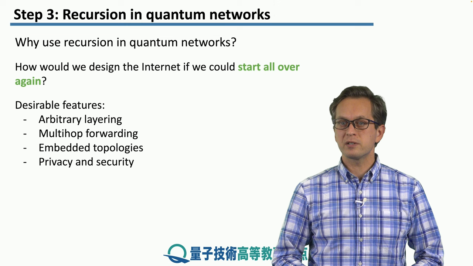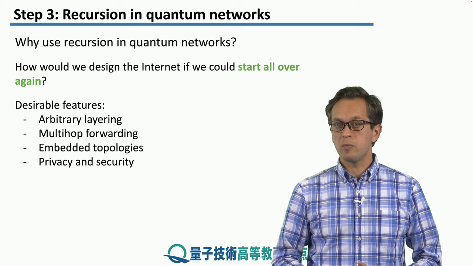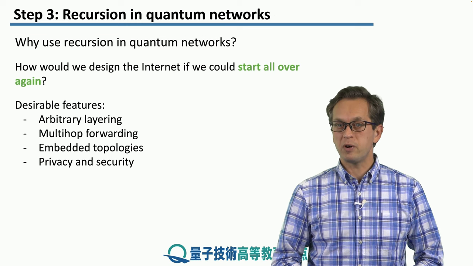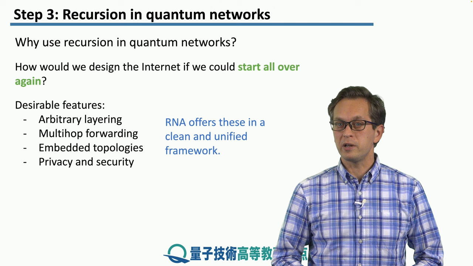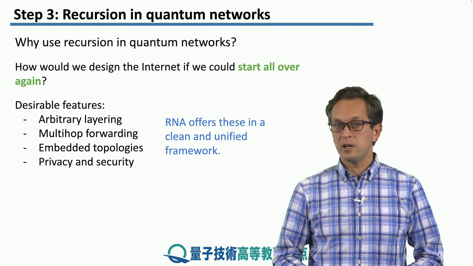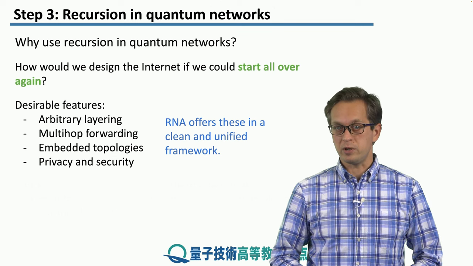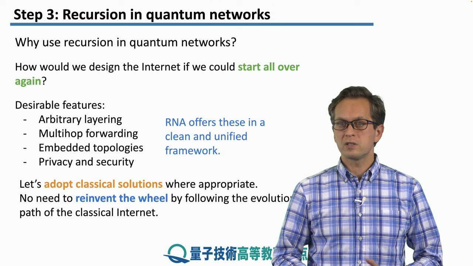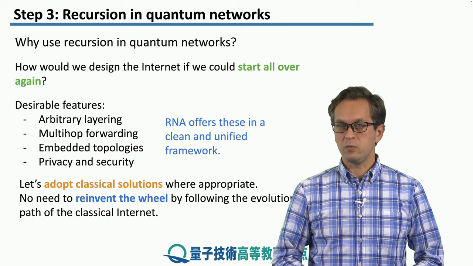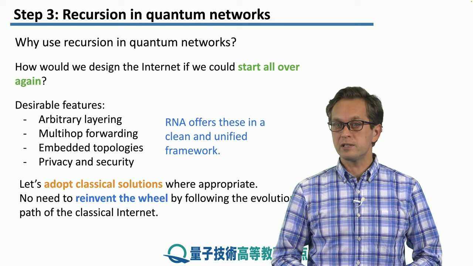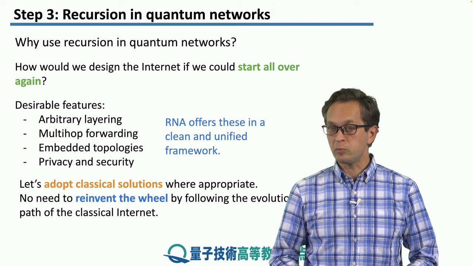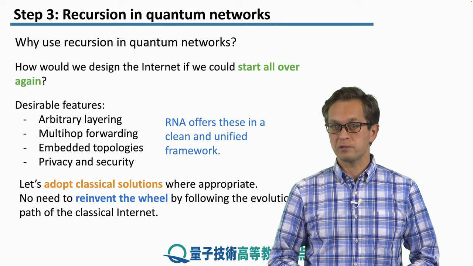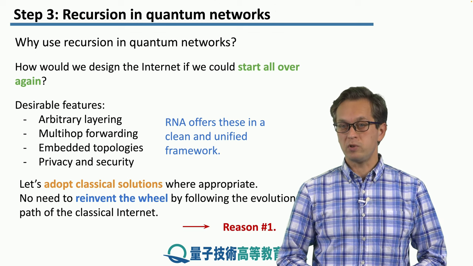The desirable features are arbitrary layering, multi-hop forwarding, embedded topologies, and also we have to think about privacy and security. All of these are covered by the recursive network architecture in a clean and unified framework. So there is no need to reinvent the wheel. If a solution already exists, even though it's a classical solution, we can just take it and adopt it where appropriate to quantum networks. This is reason number one.